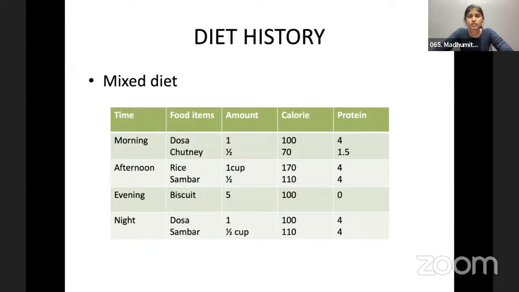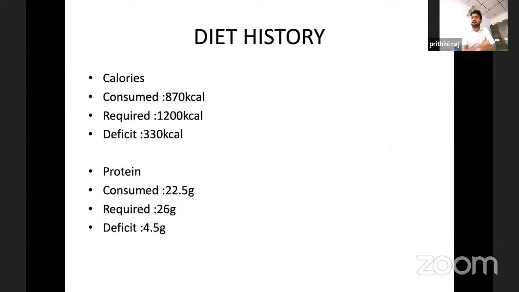Time morning, food item was dosa, one amount, calories 100. You don't need to tell that. What is the total calorie requirement for the child, how much is the child getting, and what is the calorie deficit? You tell that. Yes, sir. Calorie required is 1200 kilocalories. The child consumed 870 kilocalories. So deficit is 330 kilocalories. How much does the child weigh? What is the weight of the child? I'm asking the weight.